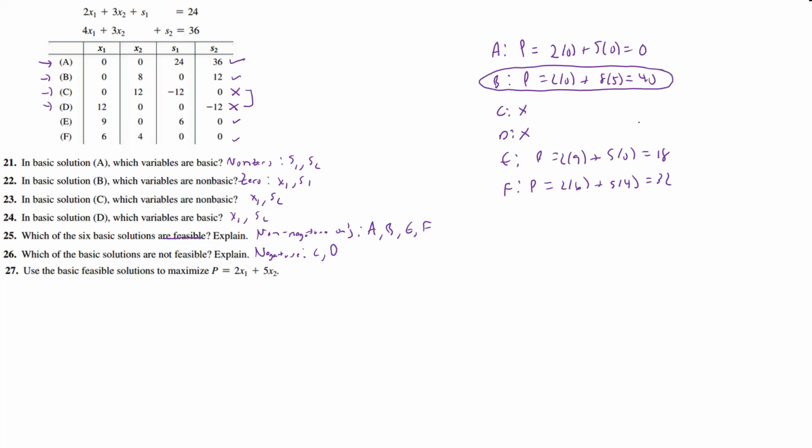And so that will be our max P is equal to 40 when x1 equals 0 and x2 is equal to 8. So that would be maximizing the objective function as well as satisfying the different constraints. All right, so that's 21 through 27. So let's stop there and we'll come back for some more.